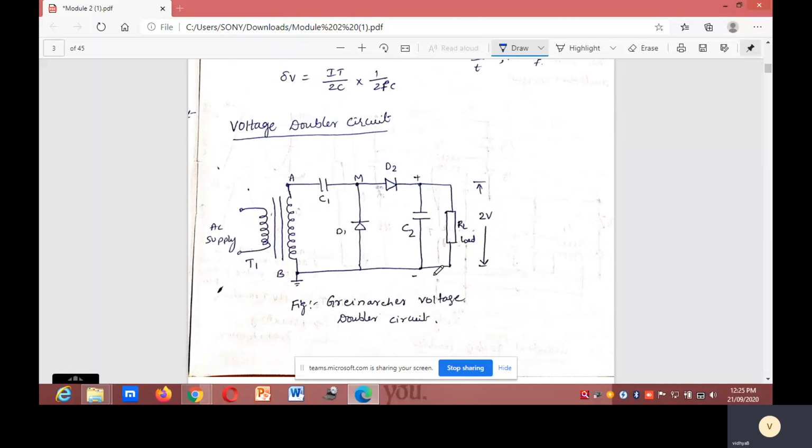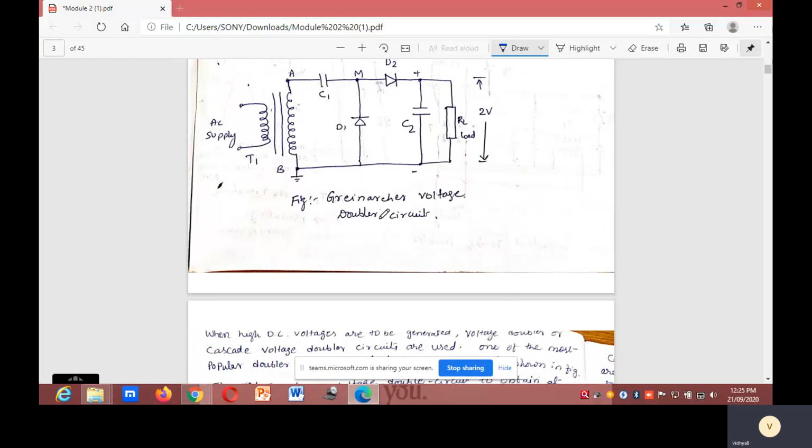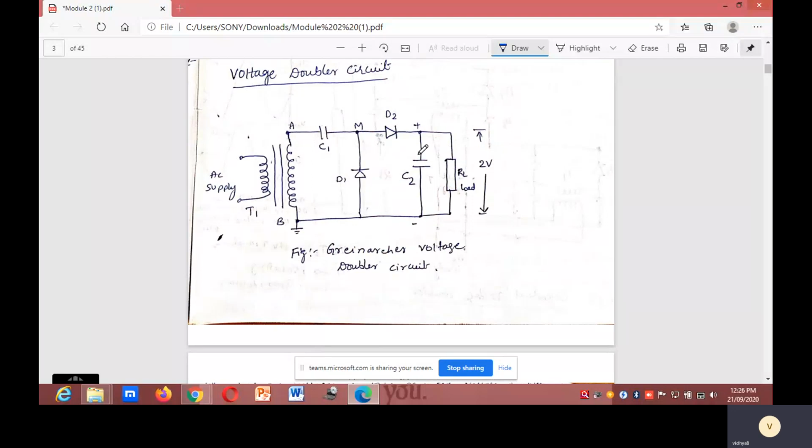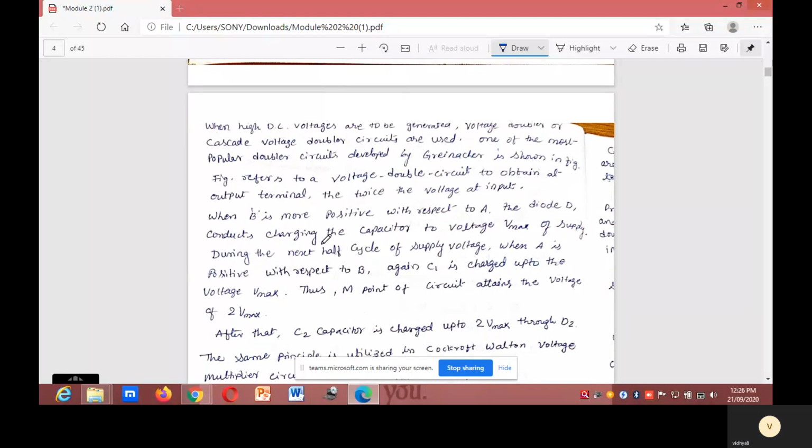Next is the voltage doubler circuit. This is the diagram for the voltage doubler circuit. When high DC voltages are to be generated, voltage doubler or cascade voltage doubler circuits are used. One of the most popular doubler circuits, developed by Greinacher, is shown in the figure.